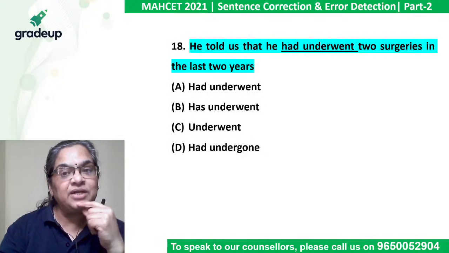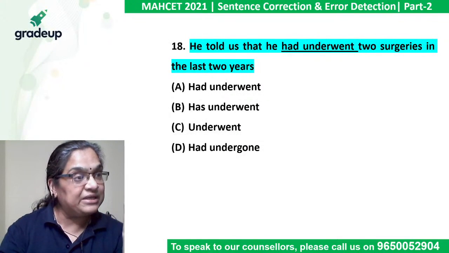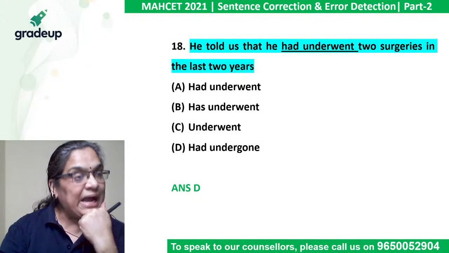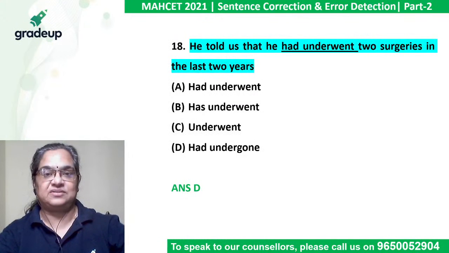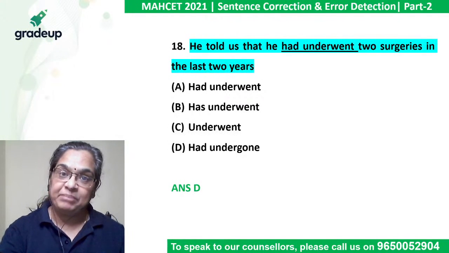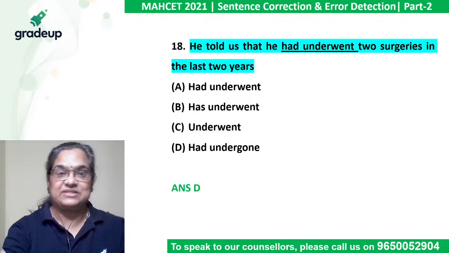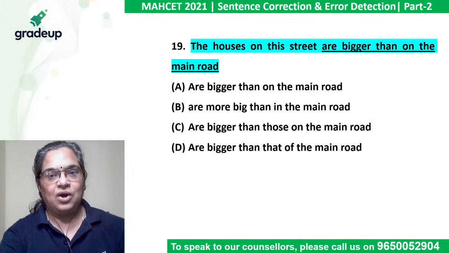He underwent 2 surgeries in the last 2 years. You have given the time period. So what will it be? Had undergone. He underwent 2 surgeries. But in the last 2 years. So he is again using the time period within a period of 24 months. Therefore, you use had undergone. Got it? All right.